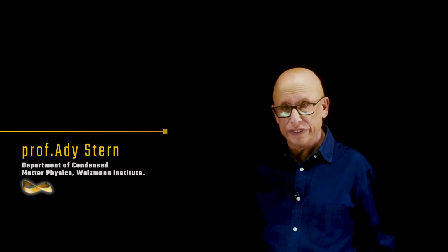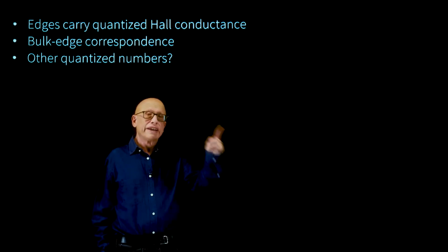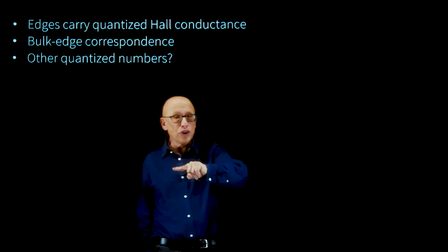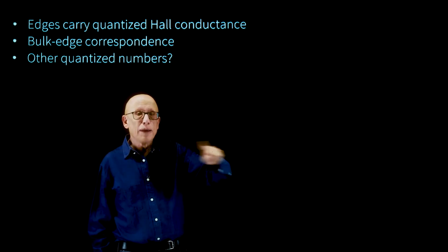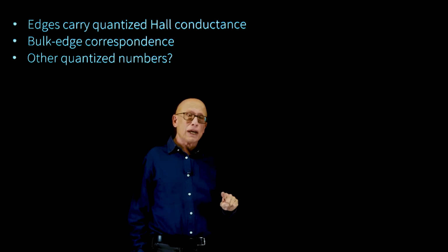Today we are going to look at quantized conductances along edges, along quantum Hall edges. We already know that edges in the quantum Hall effect carry electrical conductance that's quantized. We also know that the same information about the quantization of the electrical conductance is encoded in the bulk.